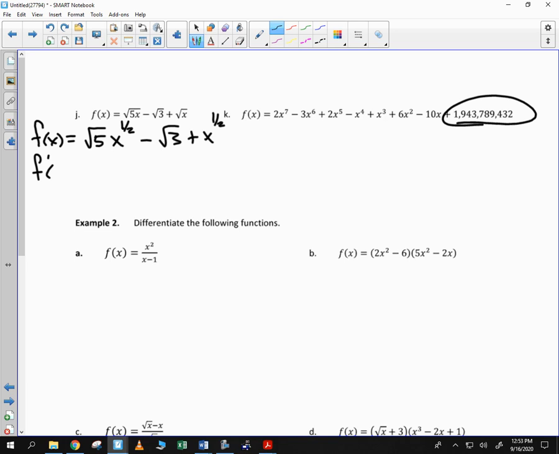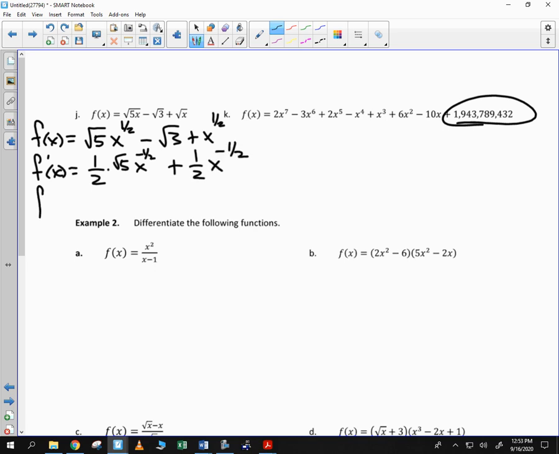So f prime of x is, I drop the 1/2 in front, times the root of 5, times x to the negative 1/2 when I subtract 1. The derivative of the root of 3 is 0. And then we got 1/2 x to the negative 1/2 there.